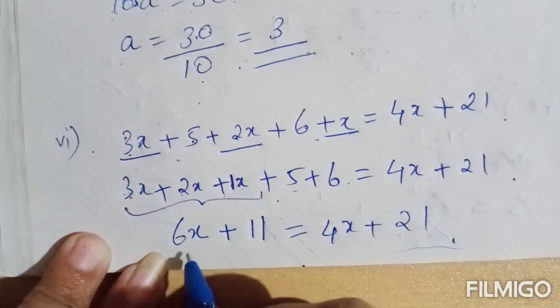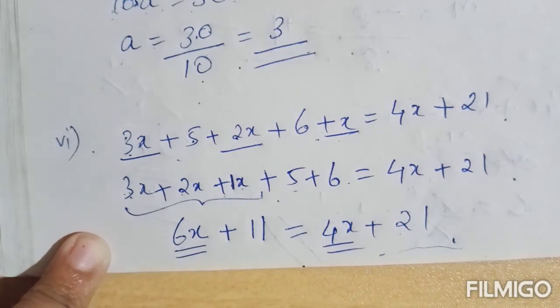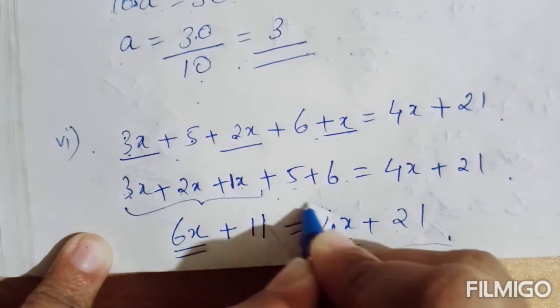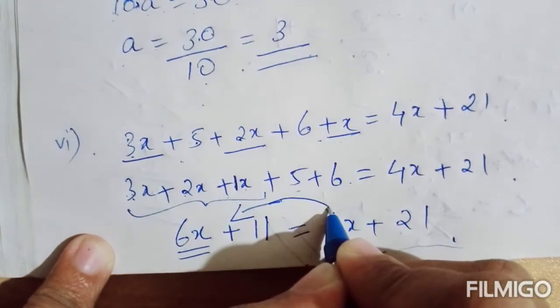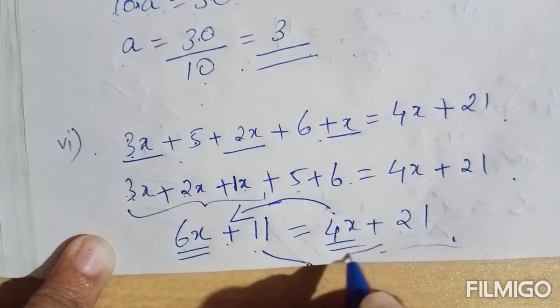Now we can see that 6x and 4x are like terms, so that we can bring to one side. This 4x let us take to this side and 11 let us take to the other side.